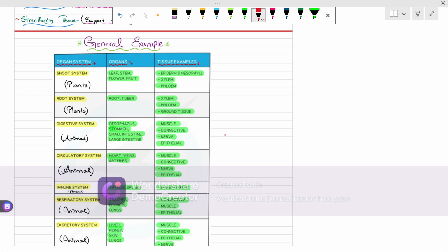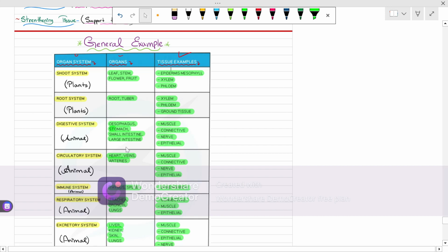These are some general examples of the organ systems, the organs in the organ systems, and the tissues in these organ systems. So shoot system and root system. Shoot and root systems are in plants. The organs in the shoot system are leaf, stem, flower, and fruit. Tissue examples are epidermis, mesophyll, xylem, and phloem. Xylem is for transportation of water and mineral ions, phloem for translocation of amino acids and sucrose. Root system organs are root and tuber. Tissue examples are xylem, phloem, and ground tissue.